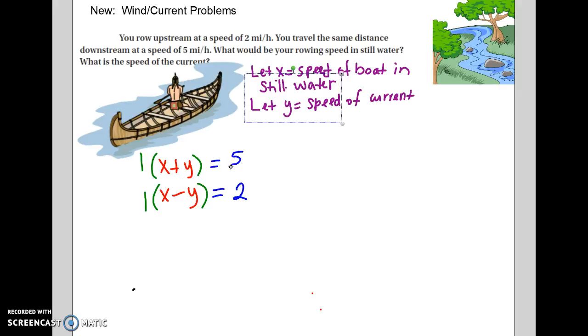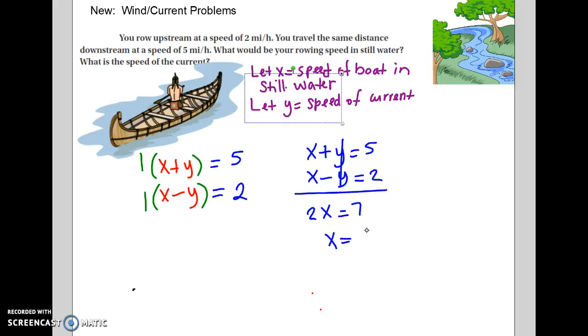So I don't really need the 1 because if I divide by 1, it's going to stay the same. X plus y equals 5. X minus y equals 2. My y's cancel. I get 2x equals 7, which means that my speed of my boat in still water is 3.5 miles per hour. And the speed of the current, if you plug it back in, is 1.5 miles per hour.